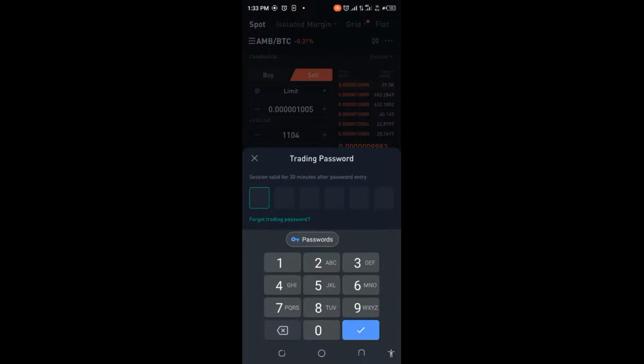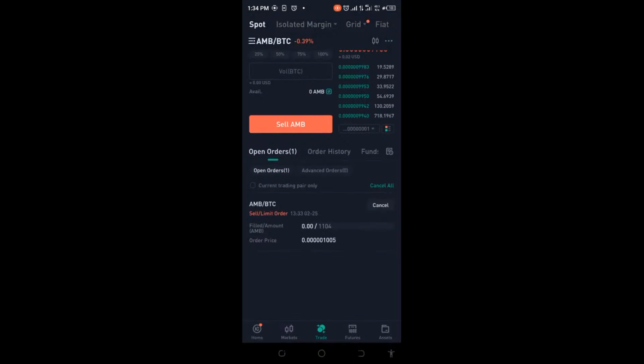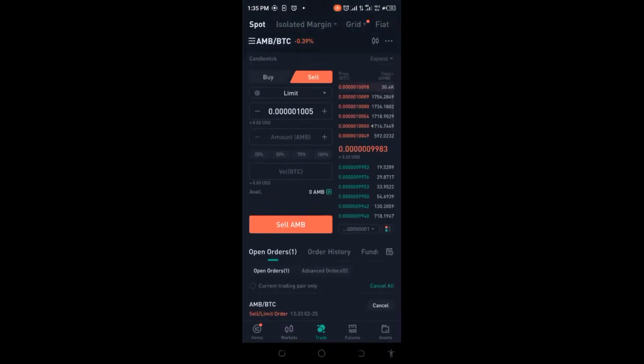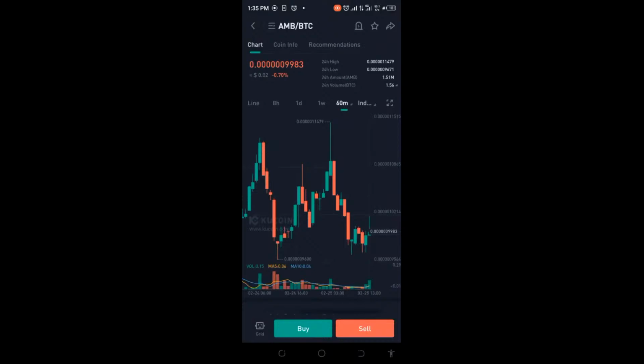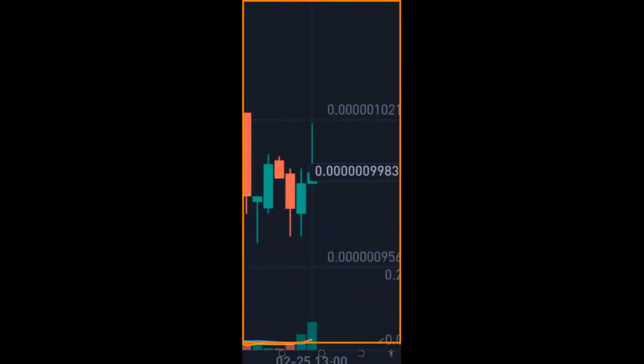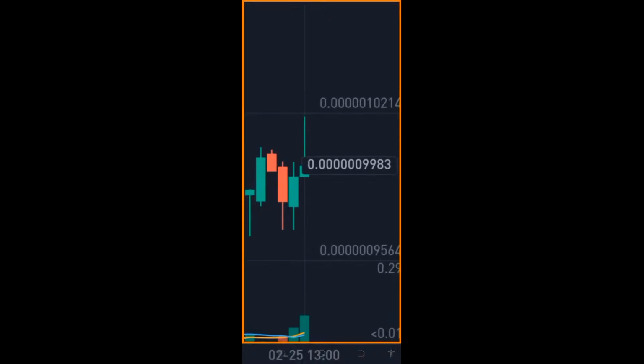See you shortly. Okay, so actually I've placed the order, but I felt I needed to show you the charts so that you could see it very, very clearly. Now, this is actually the 1 hour chart. And as you can see from here, this is the current price, which is 0.000, that's 6 zeros and 9983.